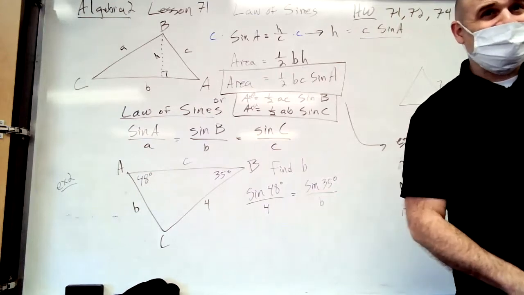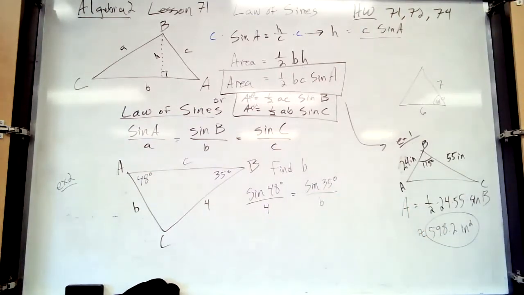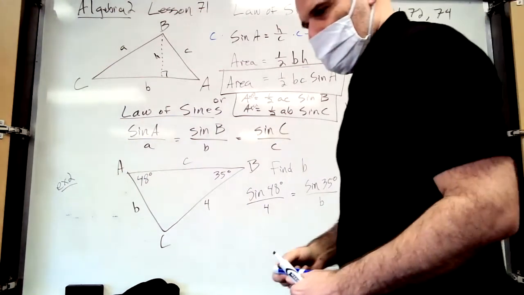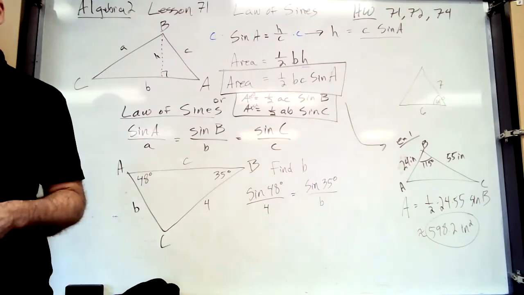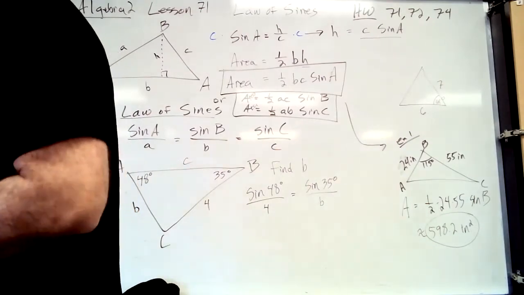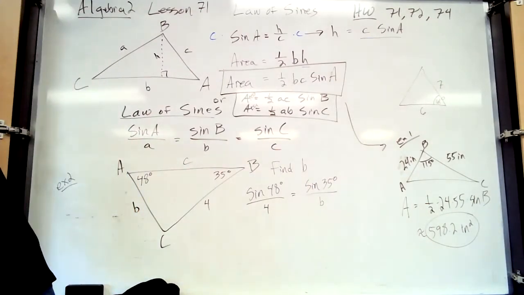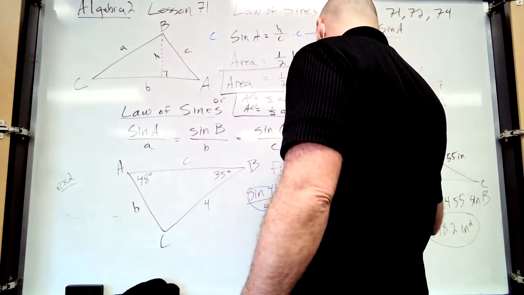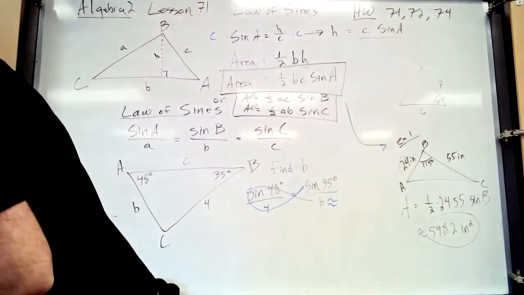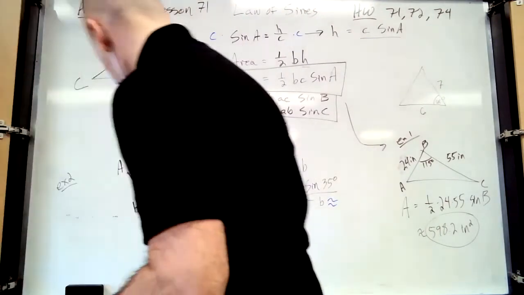So now I've just got the fish method. So now I just figure that out. What's the sine of B? We'll plug that into your calculator, multiply by 4, divide by whatever the sine of 48 is, and that'll give you B. And that is approximately 3.1.